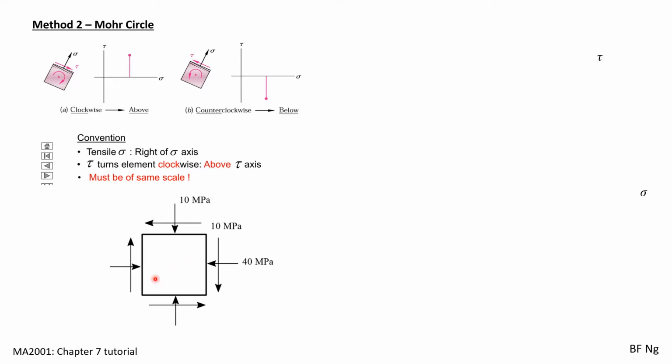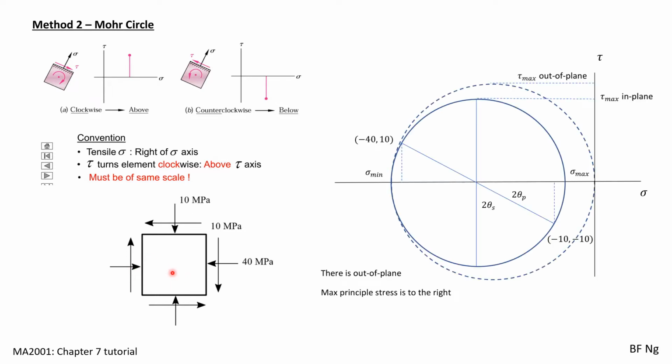This is another example where we have compression on both sides. I'll leave it to you guys to solve it. This is the answer. Note that because the Mohr circle itself does not cut or encircle the origin, there will be both maximum in-plane and maximum out-of-plane shear stress.